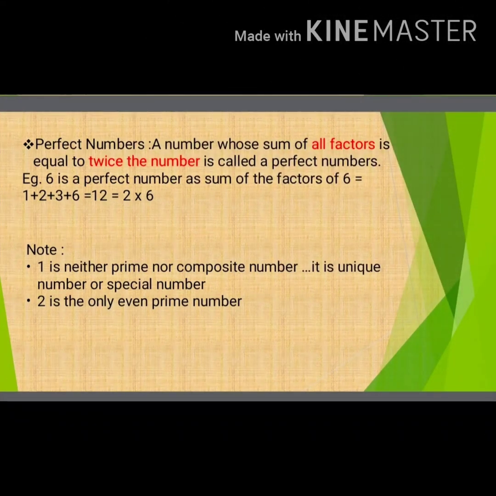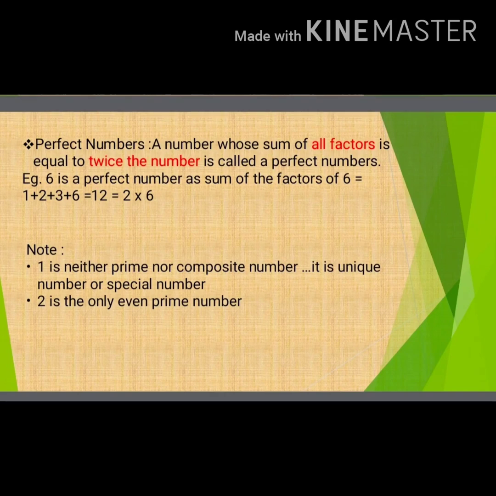Let us learn what are perfect numbers. A number whose sum of all factors is equal to twice the number is called a perfect number. For example, 6 is a perfect number. Children, now if I list the factors of 6, I have 1, 2, 3, 6. When I add up the sum, I get 1 plus 2 plus 3 plus 6 as 12. Now, when I double the given number 6, I get 12. So, this is one example of a perfect number.